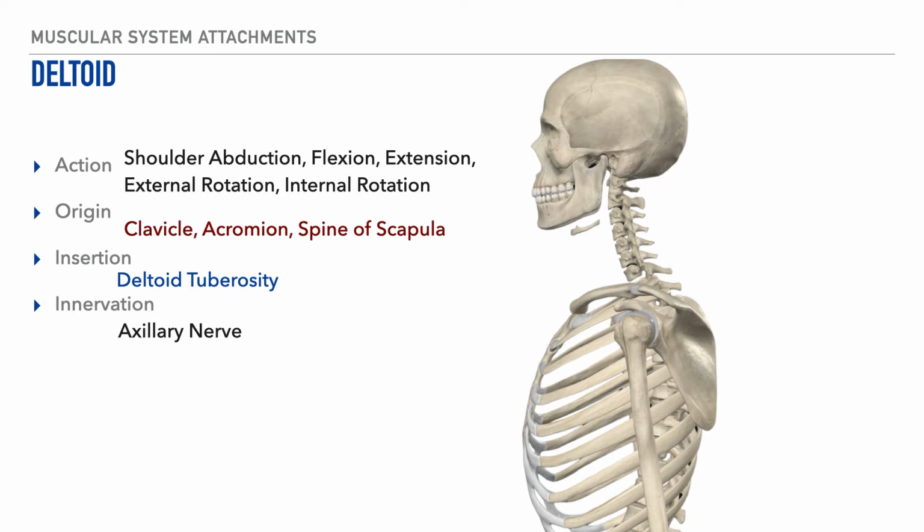However, they are all presented here together. So collectively, the origin of the deltoid is the clavicle, acromion, and the spine of the scapula. And the insertion point is the deltoid tuberosity of the humerus. And lastly, the innervation is the axillary nerve.